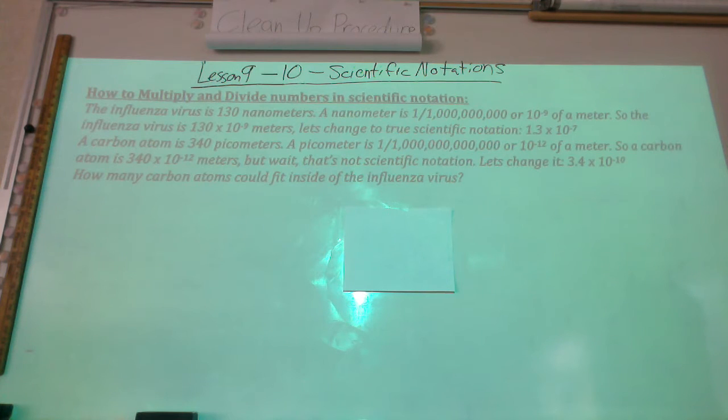Take a second to read this problem. The reason I chose this, and the reason it's so long, is because I want you to see some of the real vocabulary that scientists use and real numbers that scientists work with all the time.